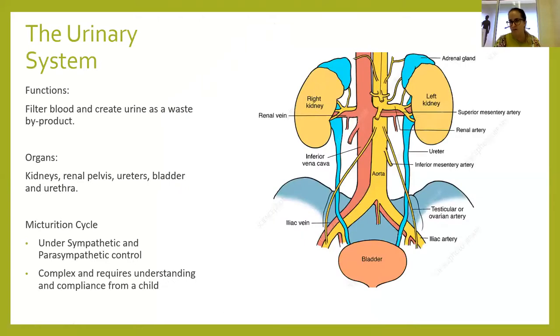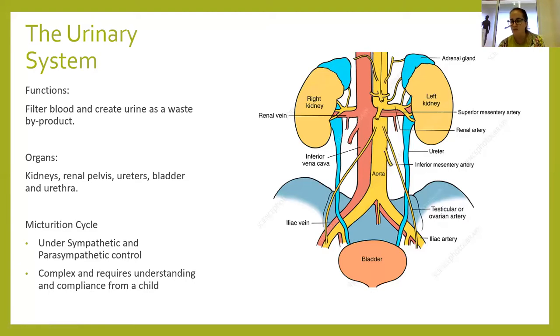So I just want to briefly go over the urinary system and the gastrointestinal system, just to have a better understanding when I'm talking about these systems. The urinary system, of course, filters blood and creates urine as a waste byproduct. It involves the kidneys, the renal pelvis, the ureters, the bladder, and the urethra.